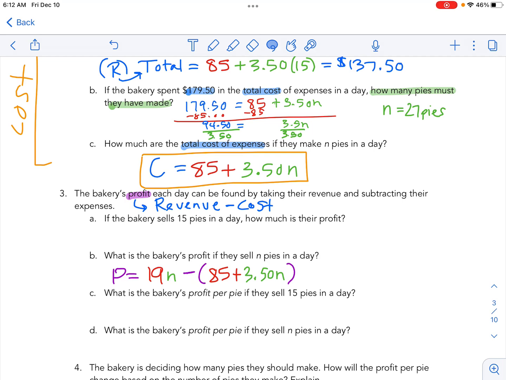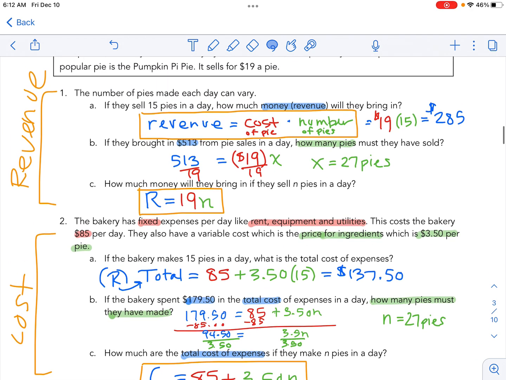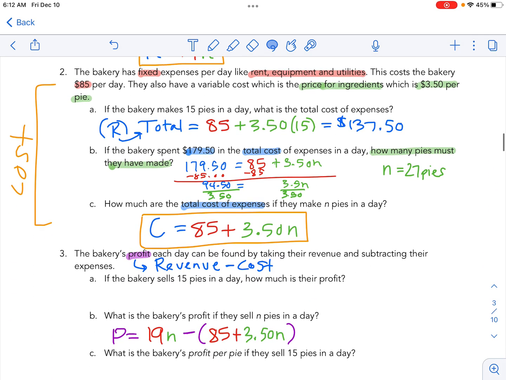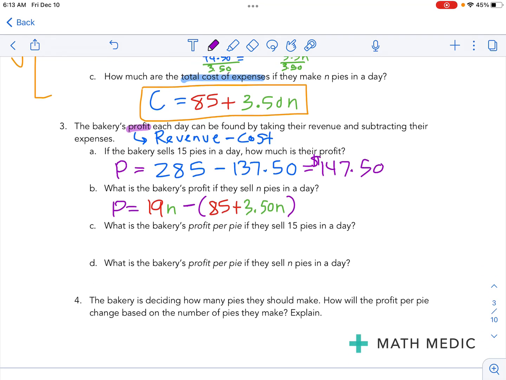Okay, it says if the bakery sells 15 pies in a day, how much is their profit? So this we can just pull right from the questions above, right? Because we were talking about 15 pies in number 1 and number 2. So if we sell 15 pies, we got $285, and to make 15 pies, it cost us $137.50. That was from part A in both of those. And so our profit here, when we subtract those things, we get $147.50 in profit. Okay, and then we did part B already.